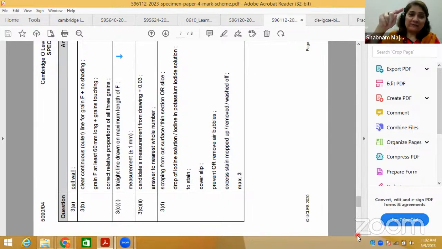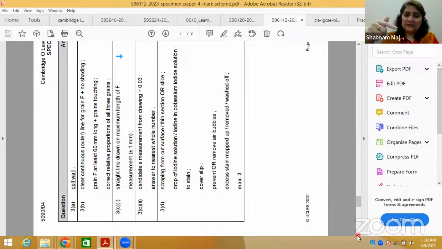Line for grain F, no shading. Grain F at least 60 mm long. Grains touching. अगर वो touch करना है तो आपने देखना है वो touch कर रहा है. Correct relative proportion is very important. The proportion of particular specimen or biological drawing. Measurement plus minus 1 mm हो सकता है. Candidate measurement from drawing जो है वो 0.03 है. Depends आप draw करोगे. Nearest to the whole number.